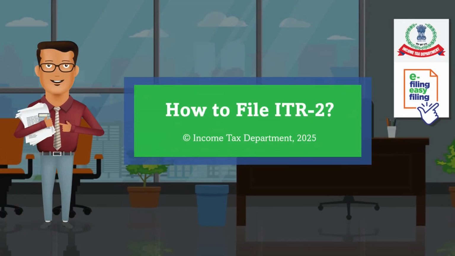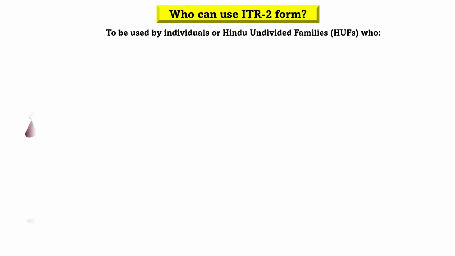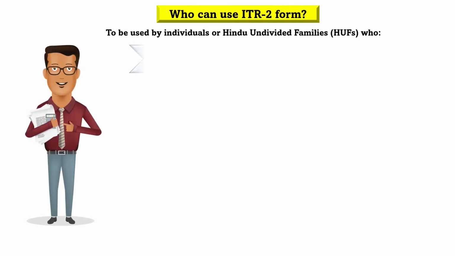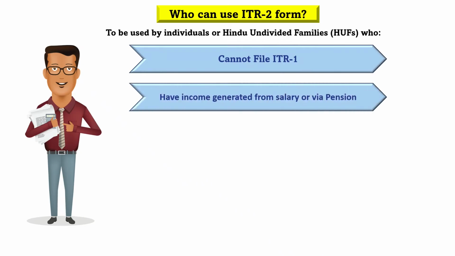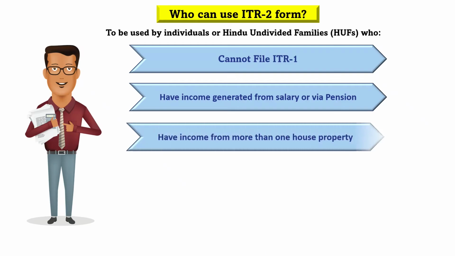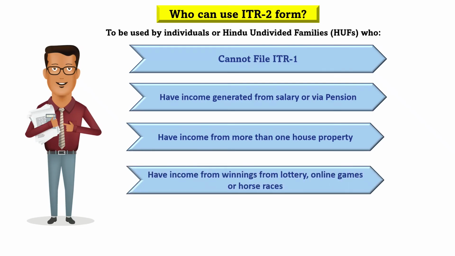This video is on how to file income tax return in Form ITR2. Form ITR2 can be used by individuals or Hindu undivided families who are not eligible to file ITR1, who have income generated from salary or via pension, individuals or HUFs having income from more than one house property or income from winnings from lottery, online games or horse races.